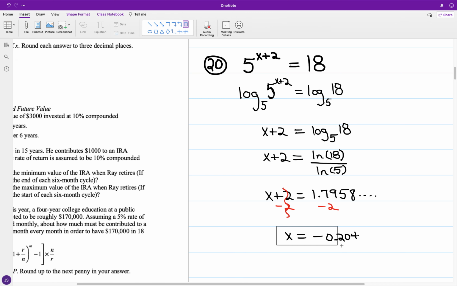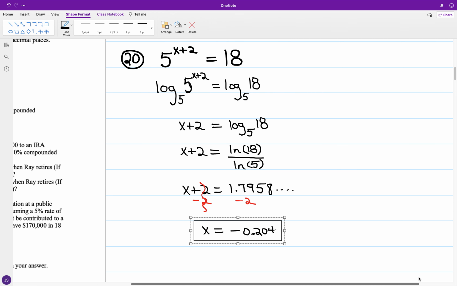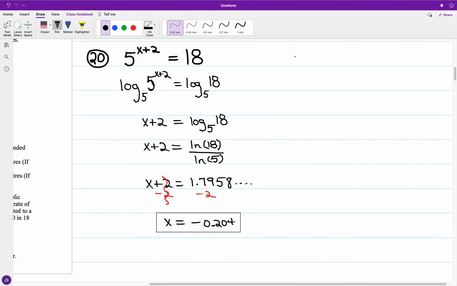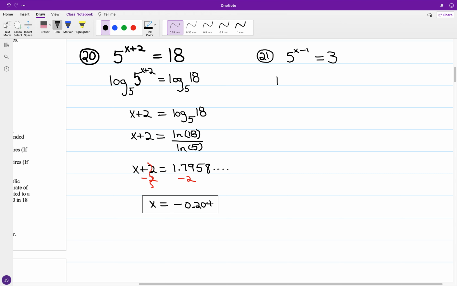And once again, with number 21, we're still working with the exponential base 5. This time we have 5 raised to the x minus 1 is equal to 3. Just as I transformed the left hand side to x plus 2, I can do the same thing here, translating to where the left hand side of the equation is going to be x minus 1. So again, I can take the base 5 logarithm of both sides.